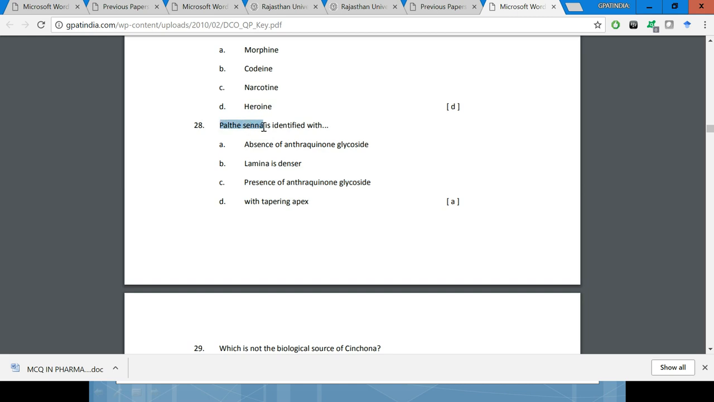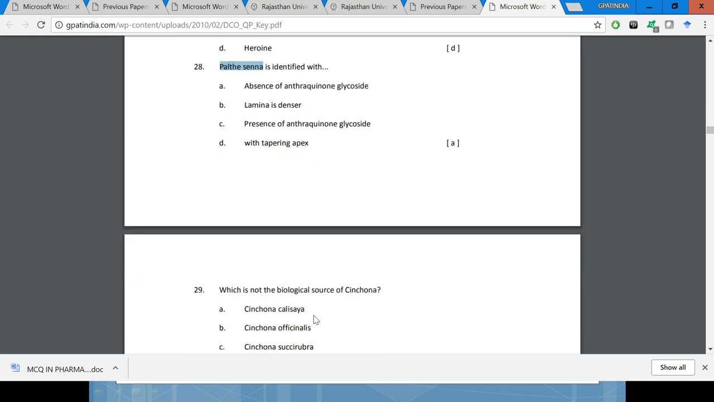So what is Palthe senna? Palthe senna is an adulterant in Indian senna leaves. If you look at the British Pharmacopoeia, they are quite concerned about it, because whatever is exported in the name of Indian senna is spiked with 5 to 10% of this Palthe senna, and it does not have any anthraquinone glycoside. It looks like senna, but it is not senna, it is Acacia auriculata, which does not even belong to the sennosides. So the correct answer is A.